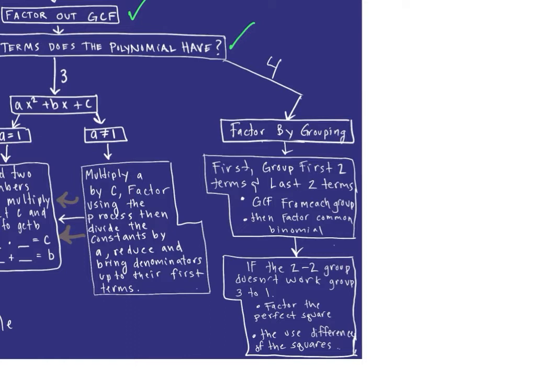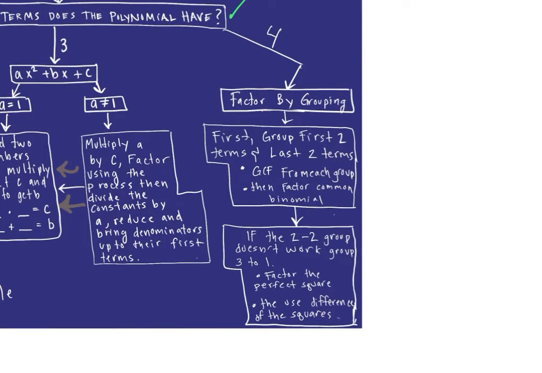So factoring where we go the first 2 terms and the last 2 terms together, first we group the 2 terms, then we take the greatest common factor from each group, and then we factor the common binomial out from each of the groups. And then we have our factoring. Okay, if that does not work though, and we need to group 3 to 1, what we're going to do is factor 3 of the terms together that are a perfect square trinomial.